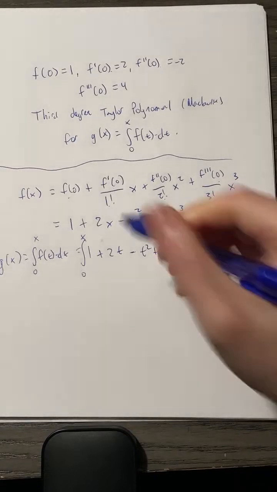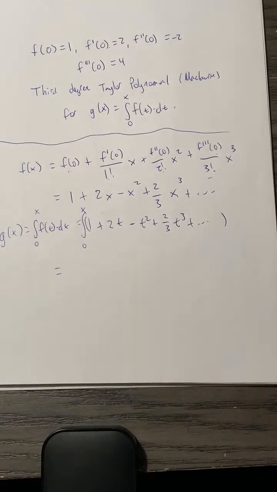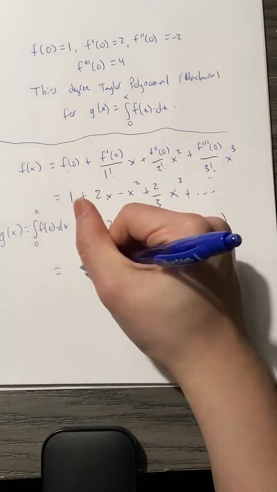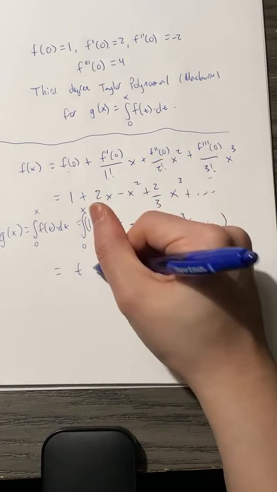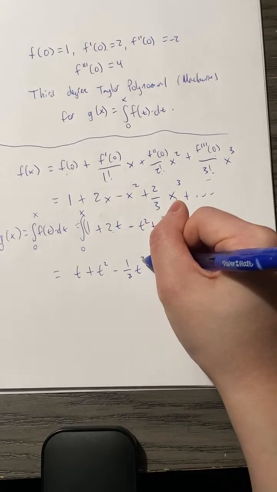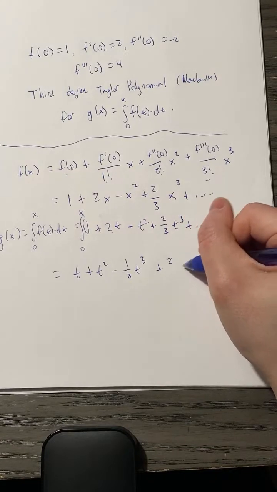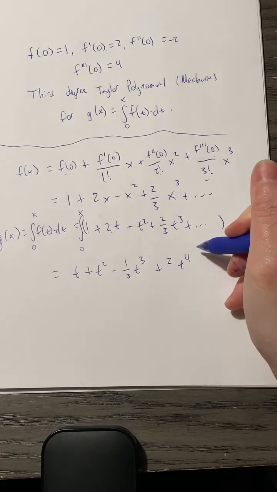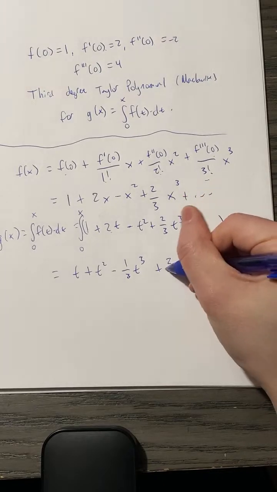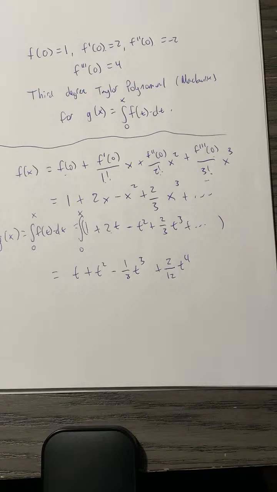And then I just take the integral. What's nice about these Taylor series questions is that when you take a derivative or an integral, it's always just power rule. So the integral of 1 is t, technically. The integral of 2t is t squared by the power rule. Then this one is 1/3 t cubed by the power rule. And then we get 2 times t to the fourth, so we're going to divide by 4. That'll be t to the fourth over 12, I think, which ends up being 1/6. That should be good.